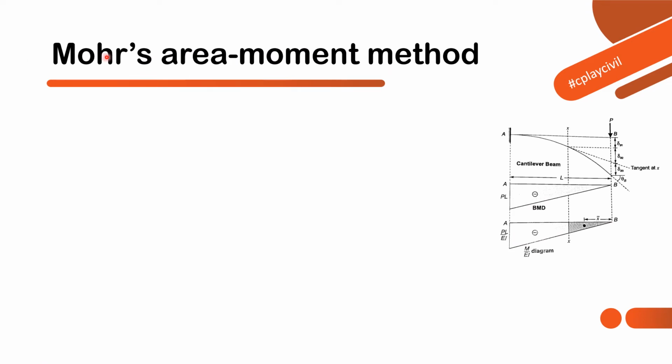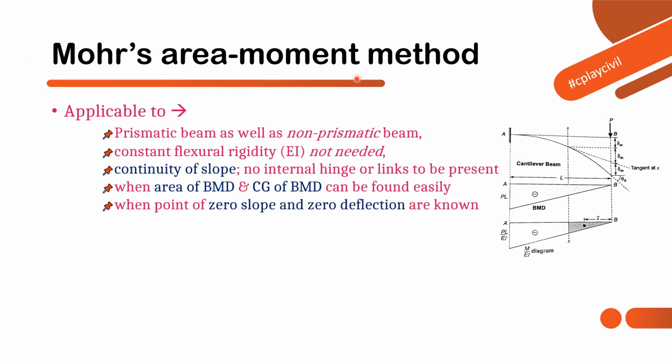Next is the Mohr's moment area method, or area moment method. It will be applicable to non-prismatic beams as well. In the previous methods we have seen only prismatic beams are applicable, but in Mohr's area moment method we can even use non-prismatic beams. That is, the cross section may vary at different portions. That is called a non-prismatic beam.